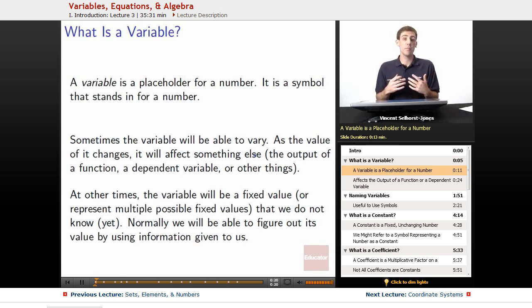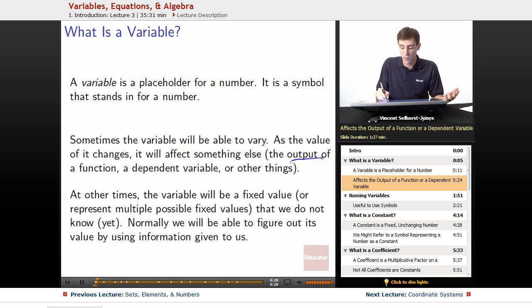Sometimes the variable will be able to vary. It's going to be able to change depending on what we want to do. And as the value of the variable changes, it will affect something else. It might affect the output of a function. It might affect some other dependent variable. If we see something like y equals 3x, where we change x, we make it the independent variable, so we put in different things for x, and it causes our dependent variable y to change, varying on what we put in for x, or something else.